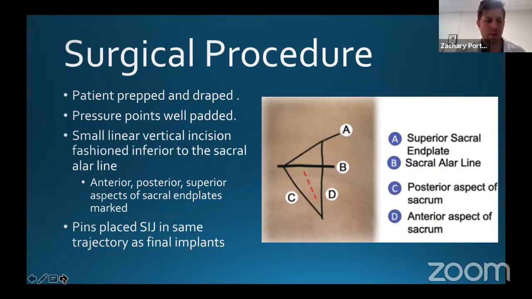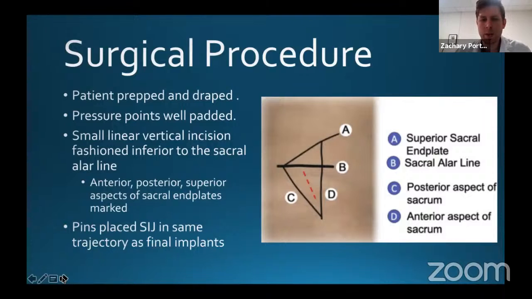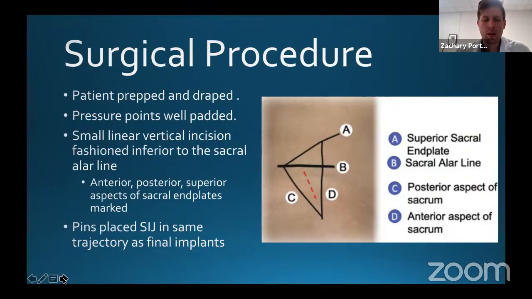So the surgical procedure, of course, the patient is prepped and sterilely draped. One particular consideration when performing this procedure is that it is important to be cautious to prevent impingement of the L5 or S1 nerve roots. The sacral alar plate here is mapped out, as well as a superior sacral end plate, the anterior and posterior sacrum, and then a very small, about 3 to 4 centimeter incision is made just below the sacral alar line, and then pins, using the preoperative imaging, are placed in the SI joint in the same trajectory as the final implants. Next slide.